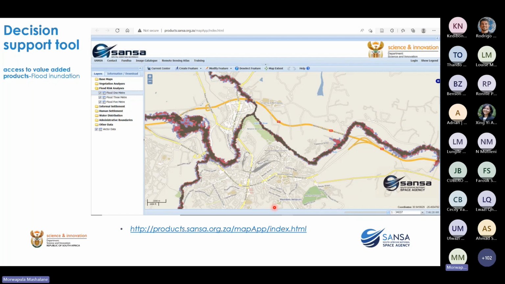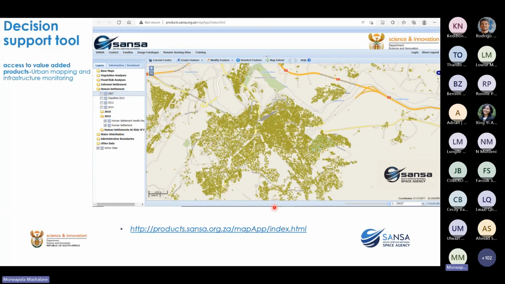Also on the decision support tool, it also has the settlement layer. The coverage for this one is only South Africa. From the decision support tool, you can also view and download the vegetation layers, which Nosi was speaking about, and some of the layers there are the water data sets.